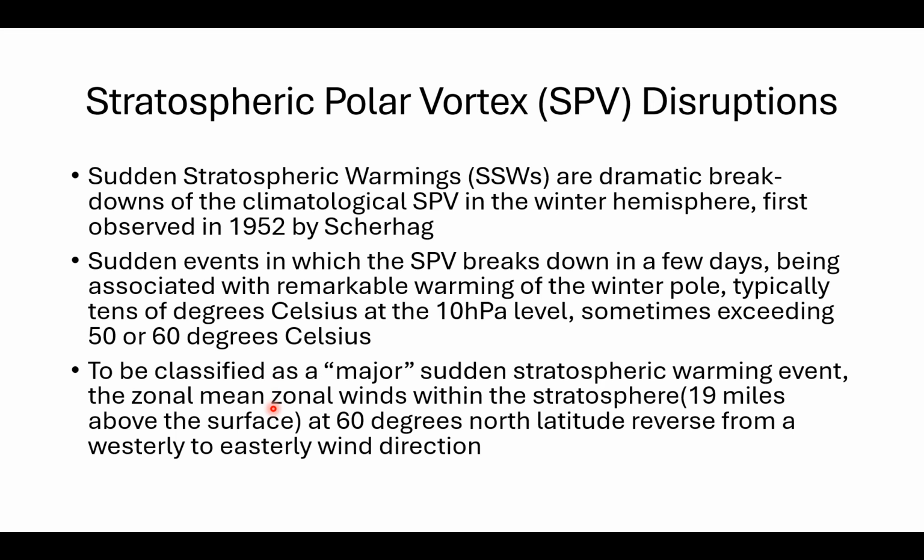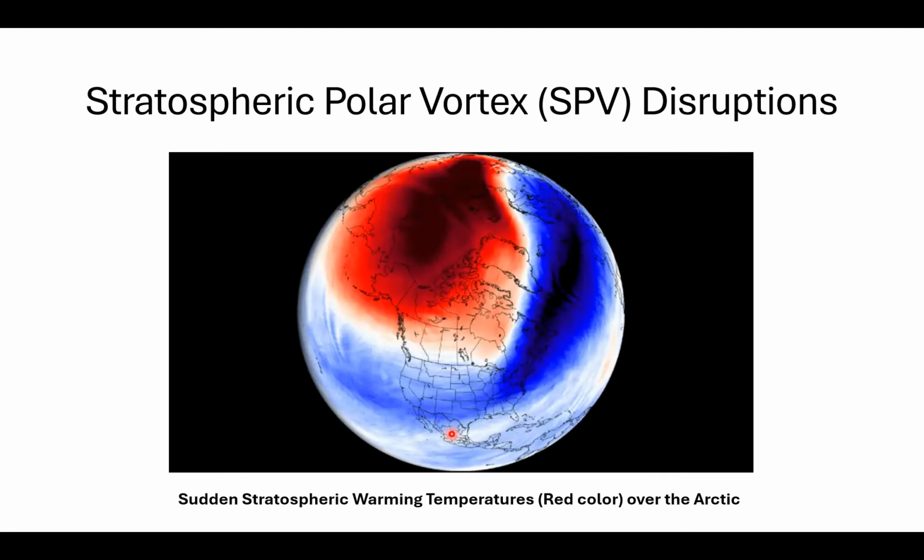Now, to be classified as a major sudden stratospheric warming event, the zonal mean zonal winds within the stratosphere, that 19 miles above the ground, at 60 degrees north latitude, they reverse or change direction from westerly to easterly. And that constitutes a major sudden stratospheric warming when these winds reverse from west to easterly direction in the stratosphere at 19 miles above the ground at about 60 degrees north latitude.